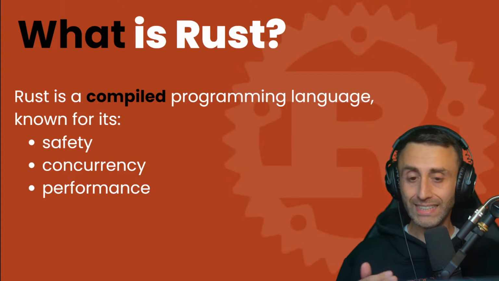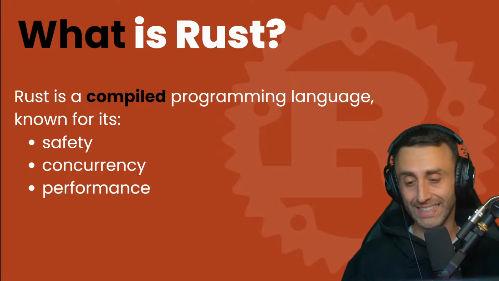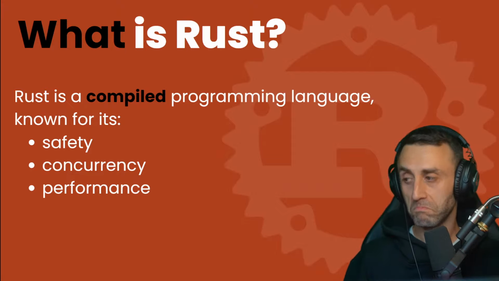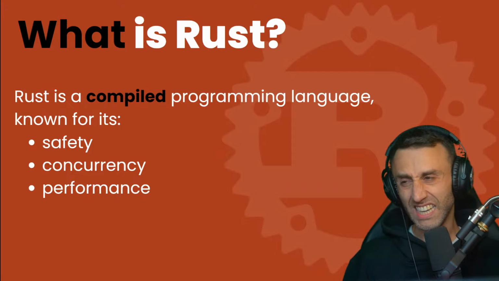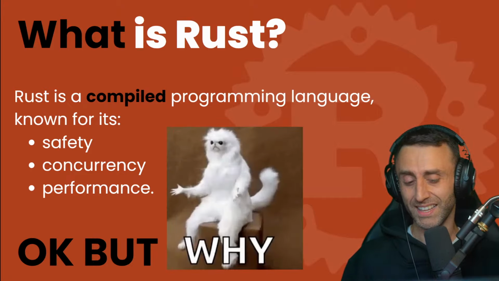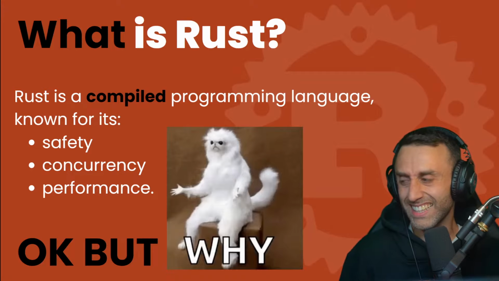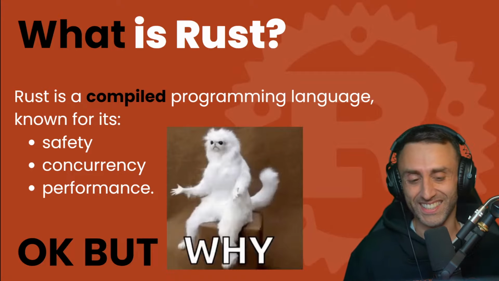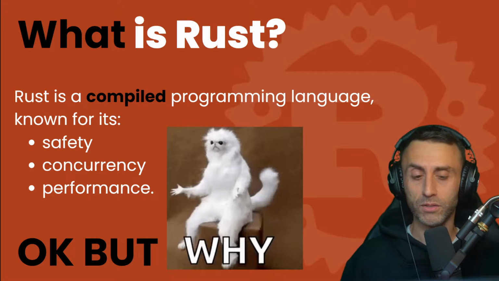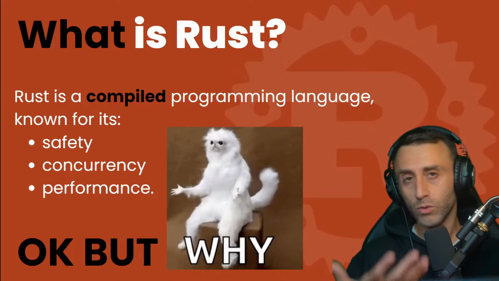Let's read. Rust is a compiled programming language known for its safety, concurrency, performance. Okay, this is a nice definition, but what does it mean? And most important, why? This is the first question that I already got a couple of times. Why should I care about learning Rust, and how can I learn Rust in 2024?